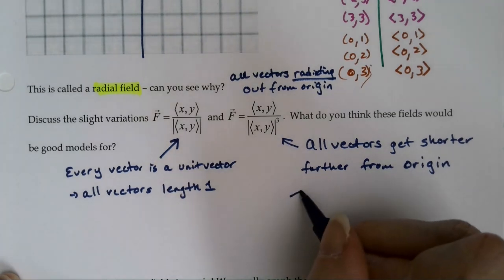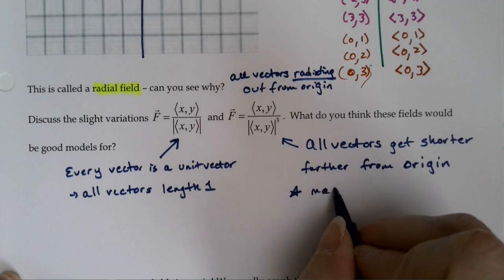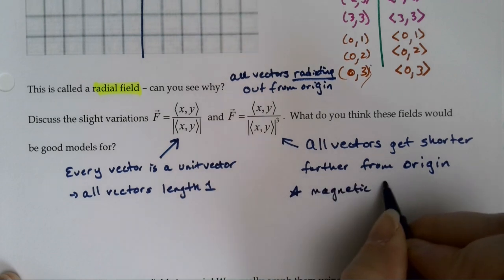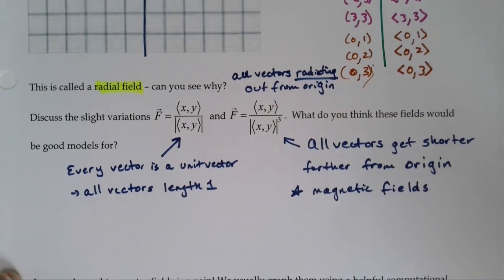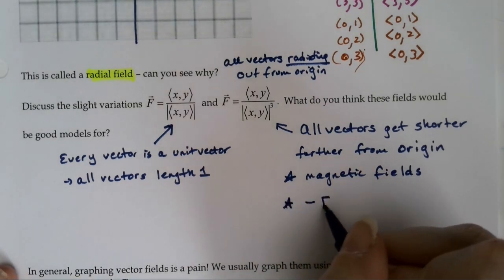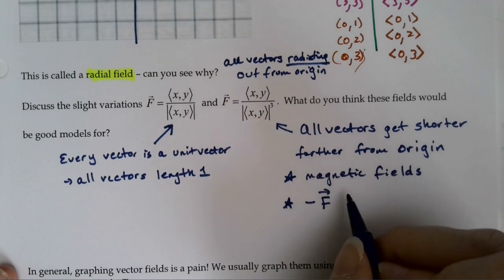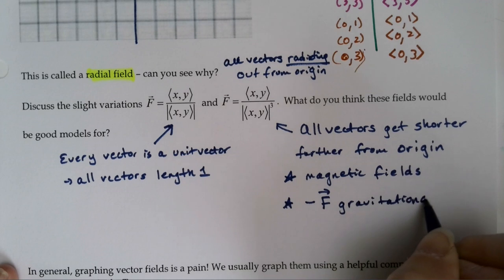That's very useful for magnetic fields. If you want to diagram a magnetic field, that can be helpful. Also, the negative of that vector field would be a gravitational field if everything was pulling in.